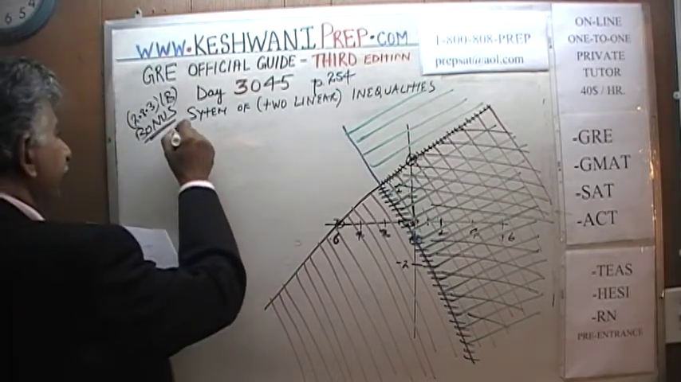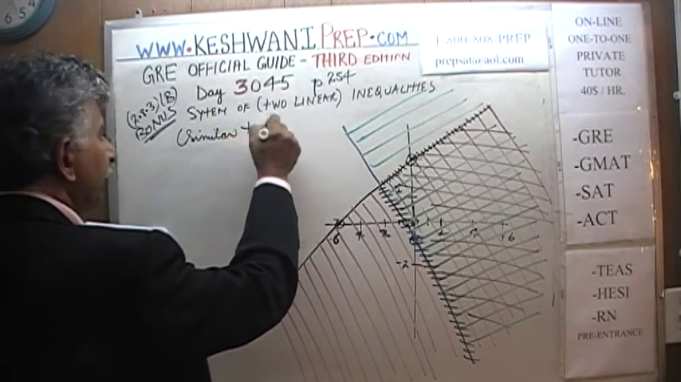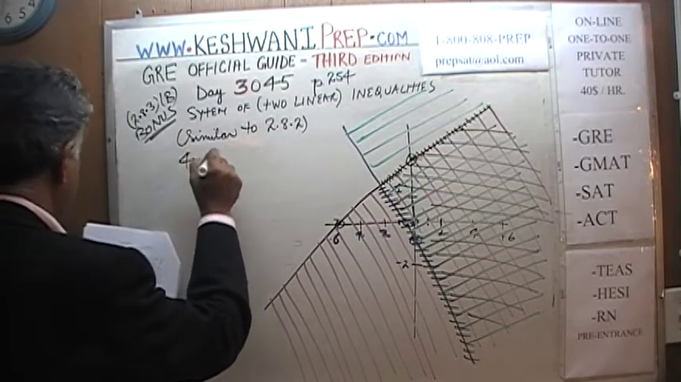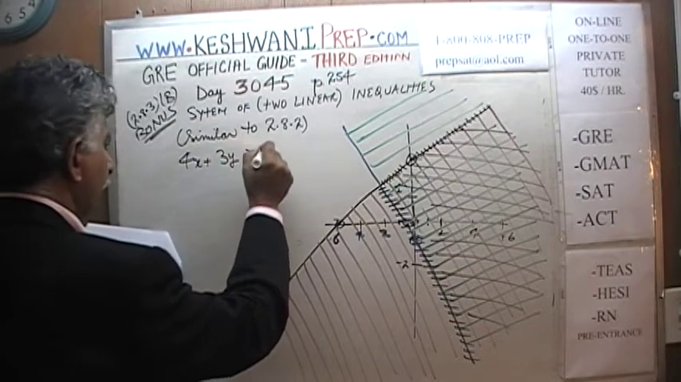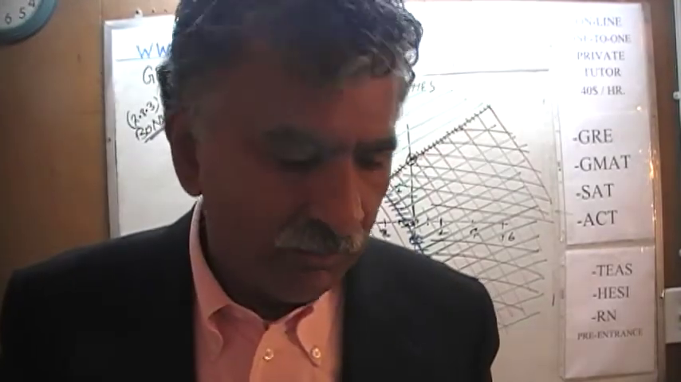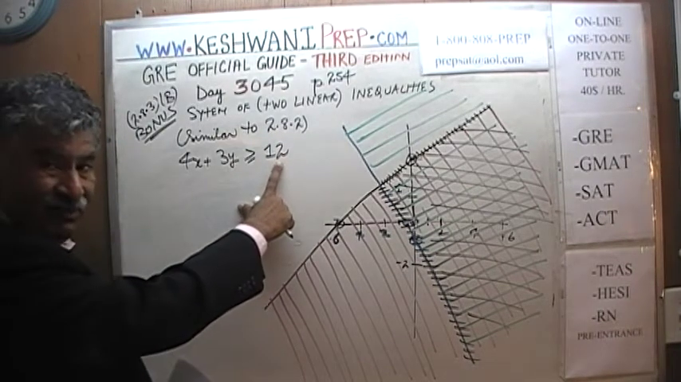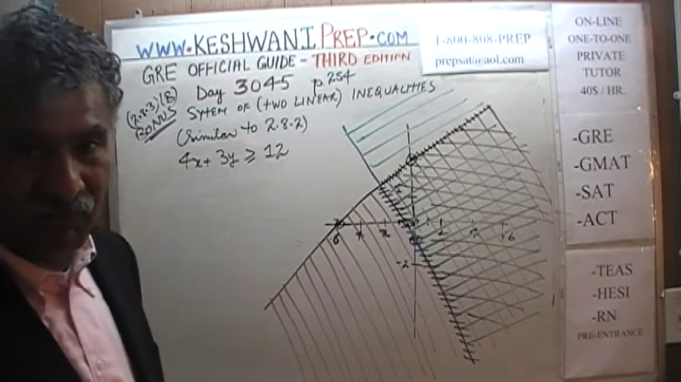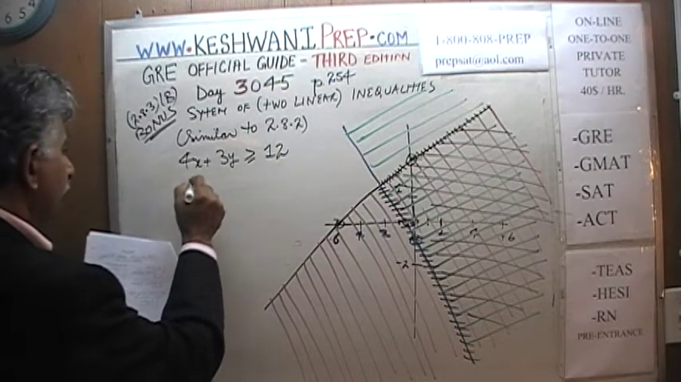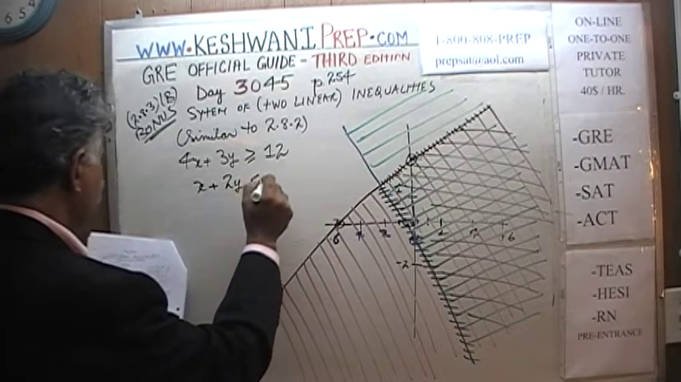And this, by the way, is similar, not exactly the same, but similar to the problem that we did in 2.8.2, which is 4x plus 3y is greater than or equal to 12. I essentially took 2.8.2 and turned the equality into inequality. Over there in 2.8.2 it is 13, and 13 gives us nasty numbers, nasty arithmetic and fractions. We don't want to do that. Let's make it a 12. And the second one is x plus 2y is less than or equal to 2.